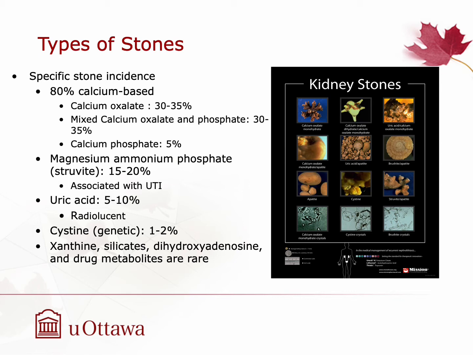These are radiolucent on plain film imaging. The purely genetic stone, which is a cystine stone, is seen in only about 1 to 2% of kidney stones.